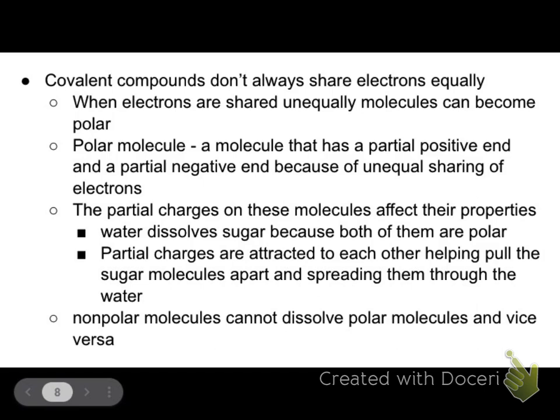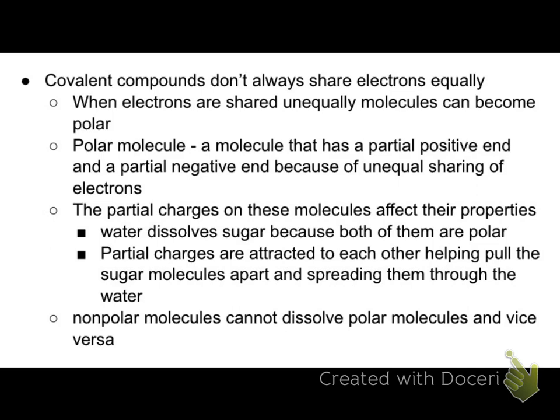But like we said, nonpolar molecules cannot dissolve polar molecules, and polar molecules cannot dissolve nonpolar ones. If you ever heard someone say the phrase "like dissolves like," this is what they're talking about. Polar dissolves polar, nonpolar dissolves nonpolar, but it doesn't work the other way around.